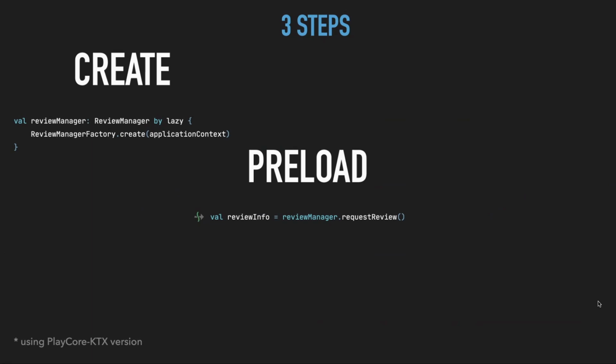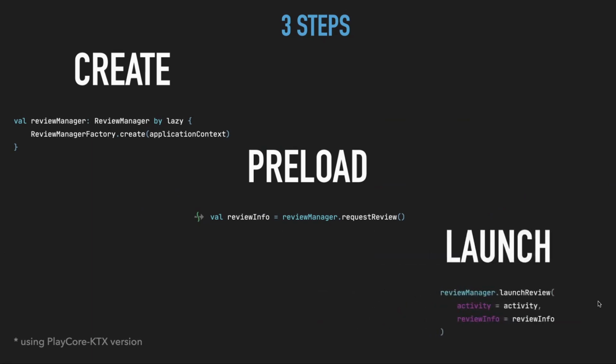At the moment that you get this review info object, you are allowed to launch it. In the launch phase, you need to pass an activity in order to associate the request to your application. Think of it as a start activity for result. As you might have seen here, I'm using the PlayCore KTX version, and the request review and launch review are asynchronous calls, so make sure to adapt your code for that.